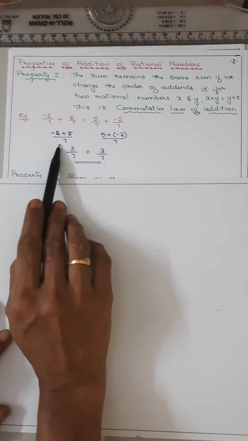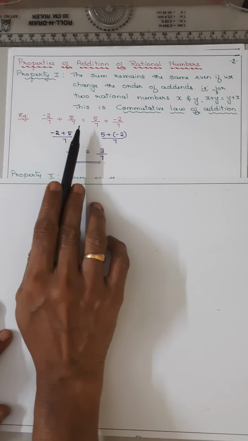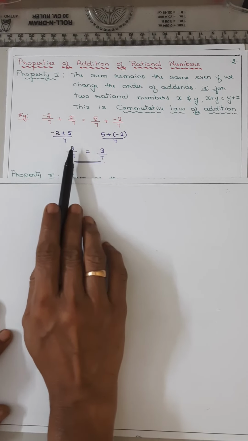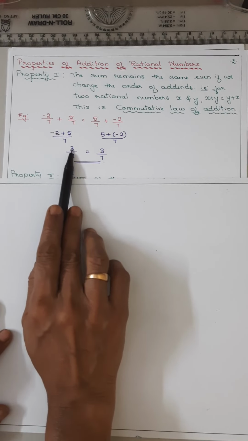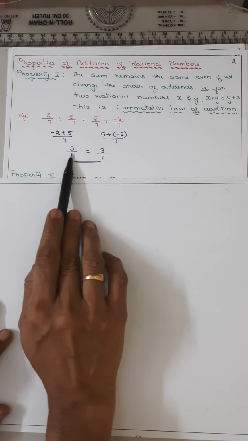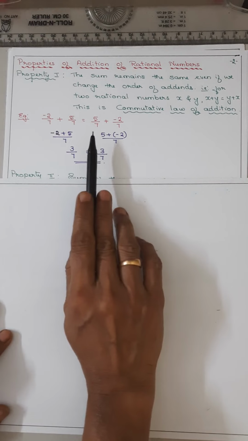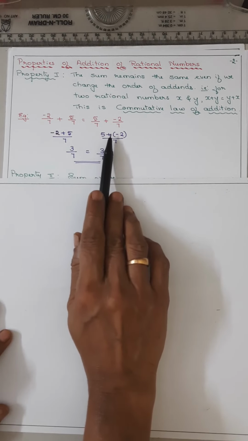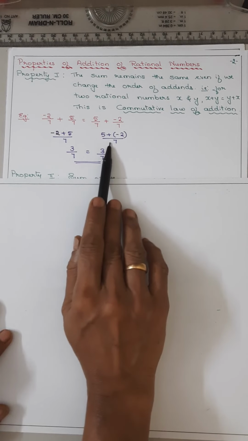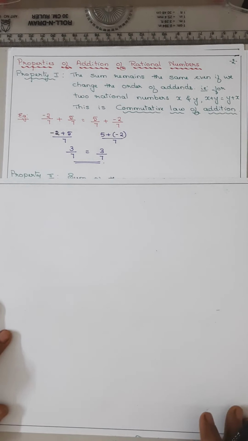When you add, denominator is same, minus 2 plus 5. Different signs, so we have to subtract. Bigger number is 5, its sign is plus. 5 minus 2 is 3. Answer is 3 by 7. On the right side, the same numbers are only interchanged, so 5 plus minus 2, denominator is 7, 5 minus 2 is 3 by 7. So the answer remains the same.